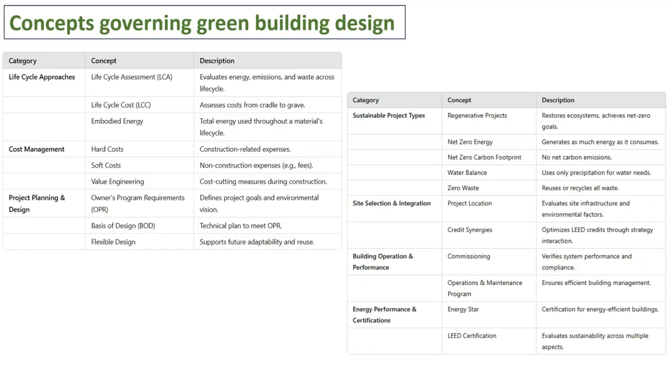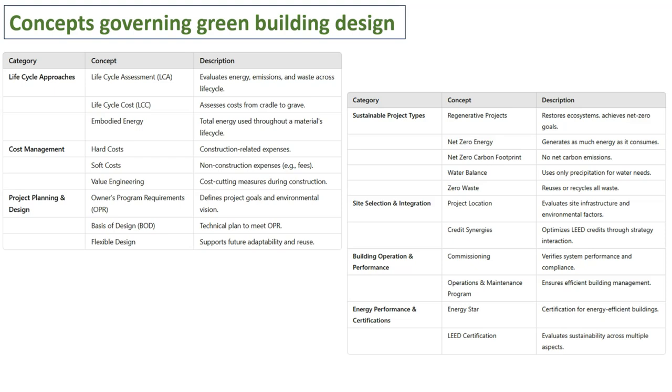And the sub concepts are there, life cycle approaches. Under that we see LCA, LCC, life cycle costing, and embodied energy as sub concepts. So what does life cycle assessment mean? It evaluates energy, emissions and waste across the life cycle of the product. Then life cycle costing assesses cost from cradle to grave for the given product. Embodied energy is the total energy used throughout a material's life cycle. In terms of carbon, it's a carbon footprint. In terms of energy, it's embodied energy, right?